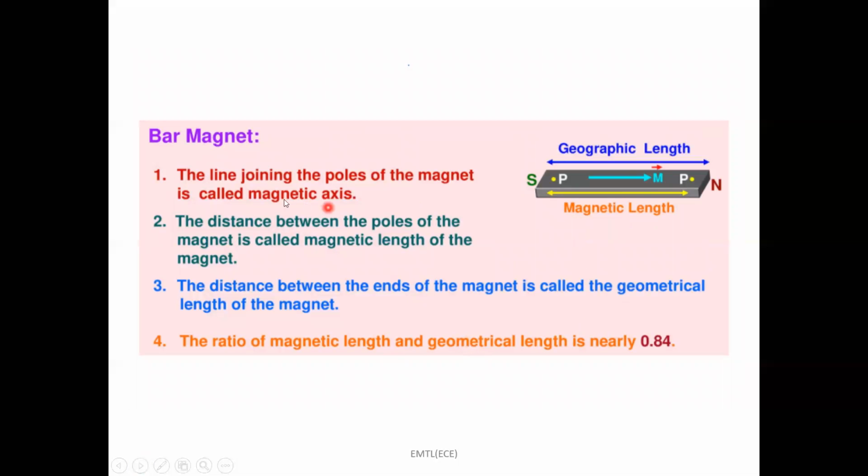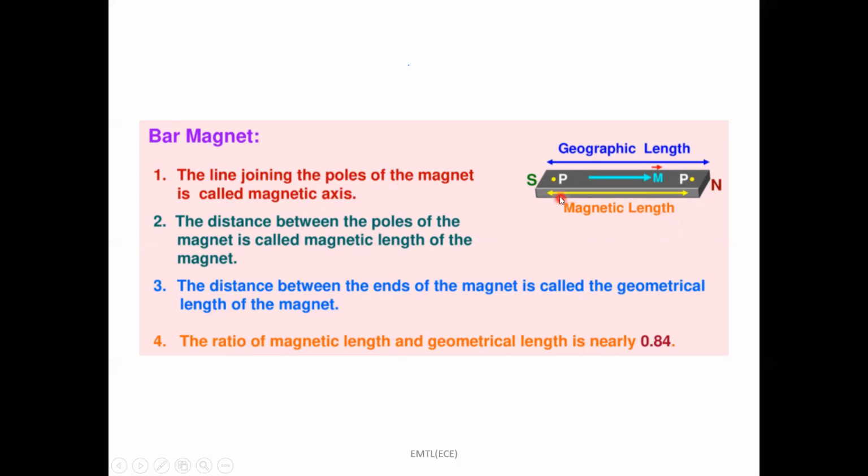And next we discuss the basic definitions of what is a dipole, what is a bar magnet, and dipole moment. As we already know from our lower section, once again I discuss what is a bar magnet. The line joining the poles, the south and the north, is called the magnetic axis. The distance between the two poles is called the magnetic length of the magnet.